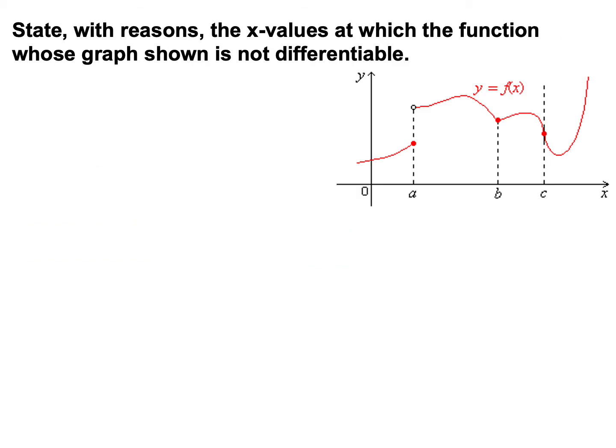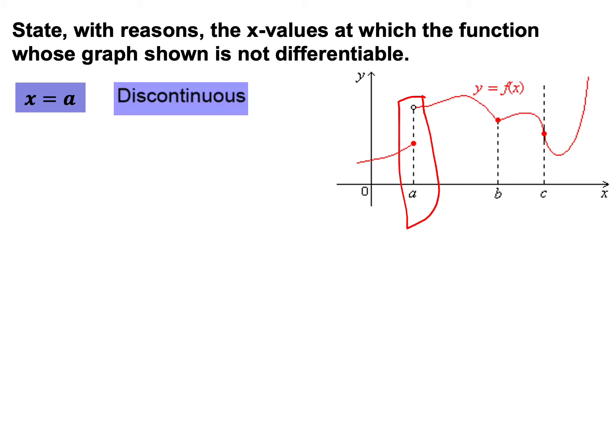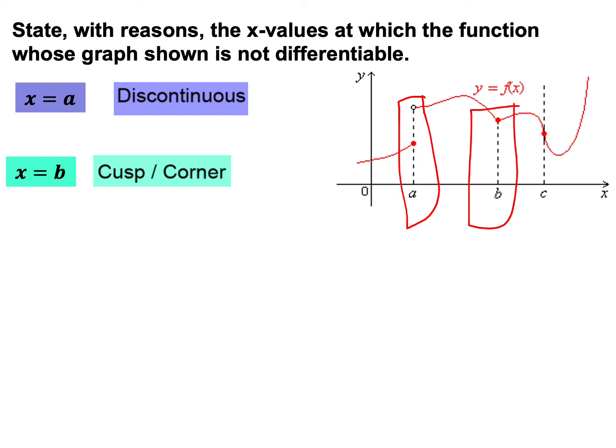Look here, it's one graph and it has different types of non-differentiable points. Clearly at A there is discontinuity point, so not differentiable at x equals A. So x equals A is not differentiable, and the reason is the function is not continuous. The second point, x equals B, there is sharp turn or cusp. And the third one, which is x equals C, there is a vertical tangent.